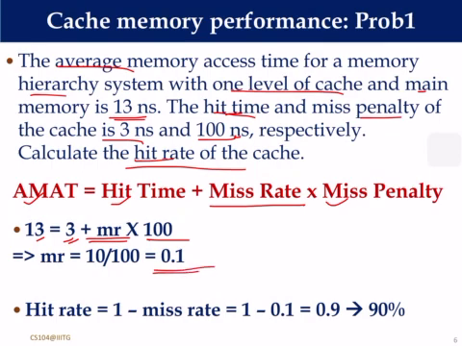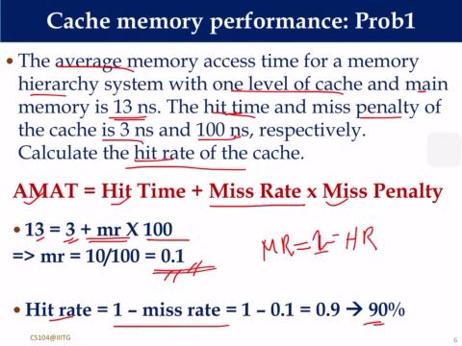Then the miss rate is 0.1. That means 10% miss. If it is 10% miss, what will be the hit rate? 90%. How? You subtract the miss rate from 1, because 1 happens to be 100%. So miss rate is equal to 1 minus hit rate, or the other way, hit rate happens to be 1 minus miss rate, right? Miss rate plus hit rate should be equal to 100% or 1, right? So we are done with that. Very simple problem.